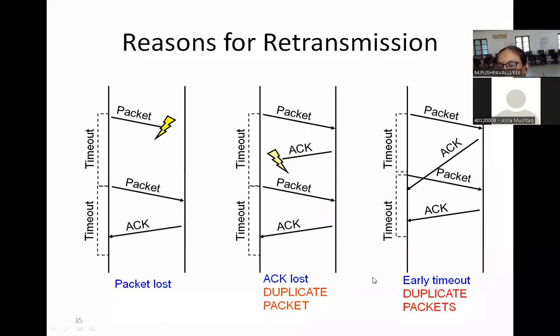And then early timeout. Early timeout means this is my packet, but I'm not waiting long enough to receive it, so I'm sending a delayed response. So delayed acknowledgement is also a reason for retransmission. The retransmission can be due to packet lost, acknowledgement lost, early timeout, or duplicate acknowledgement. All these are the reasons for retransmission. Okay, I think now we will see the cases one by one.